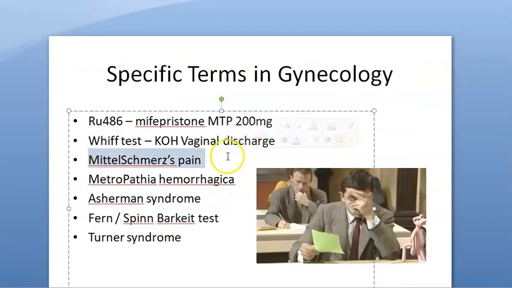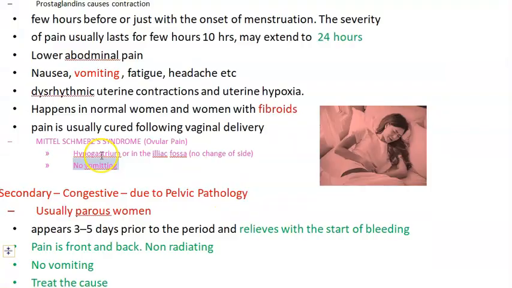Then coming to Mittelschmerz pain, because this is nothing but ovulatory pain. Ovulatory pain means when will it happen? Around the 14th day, right? So you can say that this pain will come only for people who have ovulation. They'll have pain in the hypogastrium or in the iliac fossa. No vomiting will be there with this.